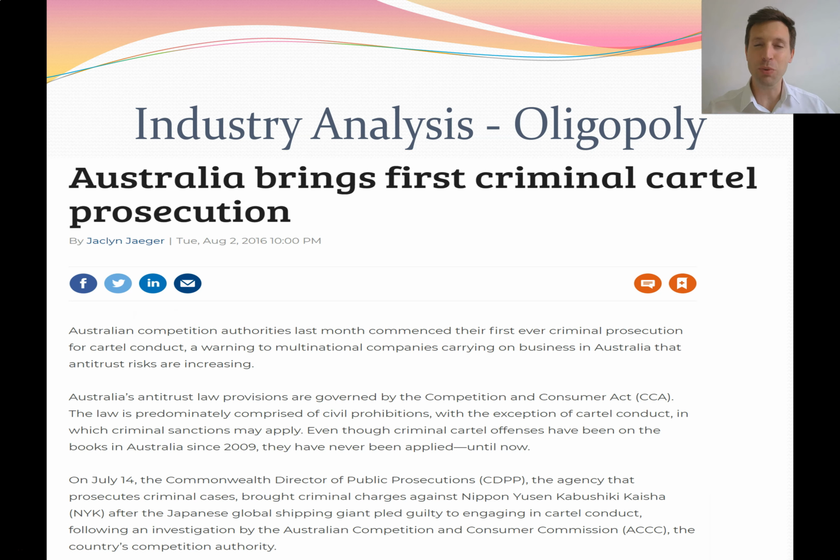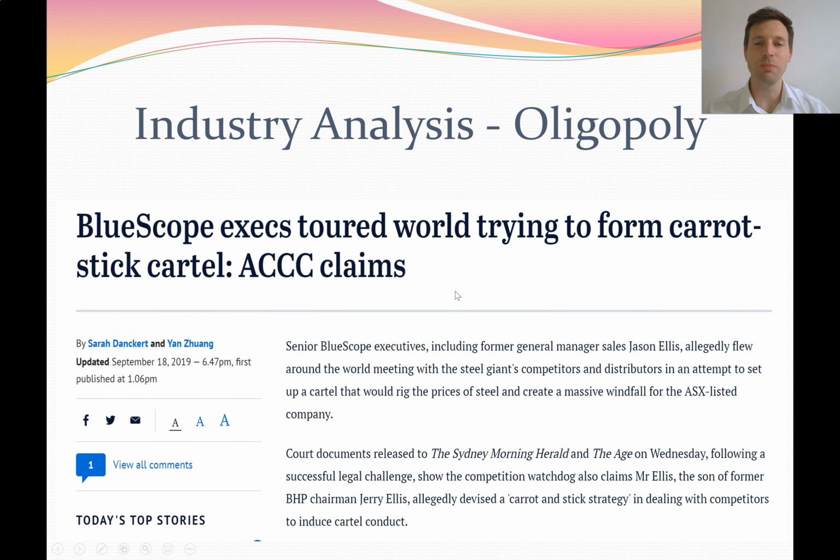The danger for oligopolies and duopolies is if they don't compete on price, or if they get together and fix prices amongst themselves, that could be creating what's called a cartel. And in Australia, just a couple of years ago, we had our first prosecution on cartel behavior, where some company executives got together and were trying to make sure all the different steel companies charged a similar price for their products so that there was no competition between the different firms.